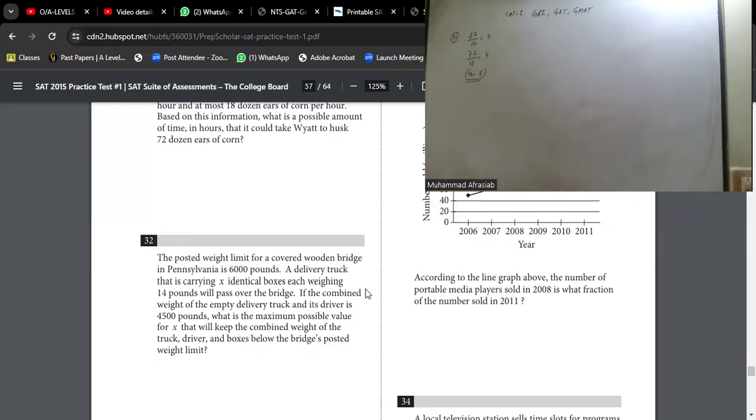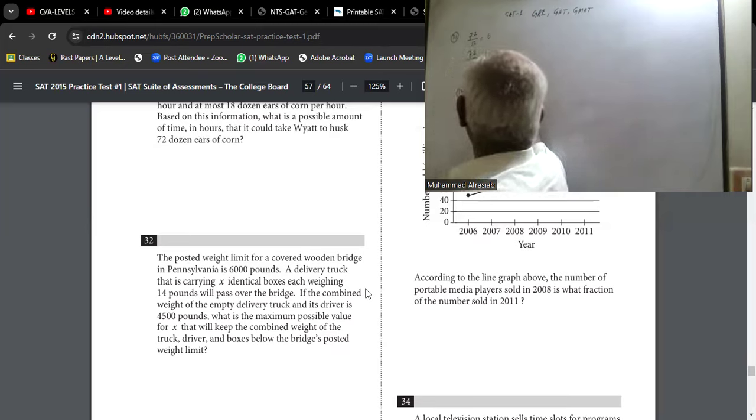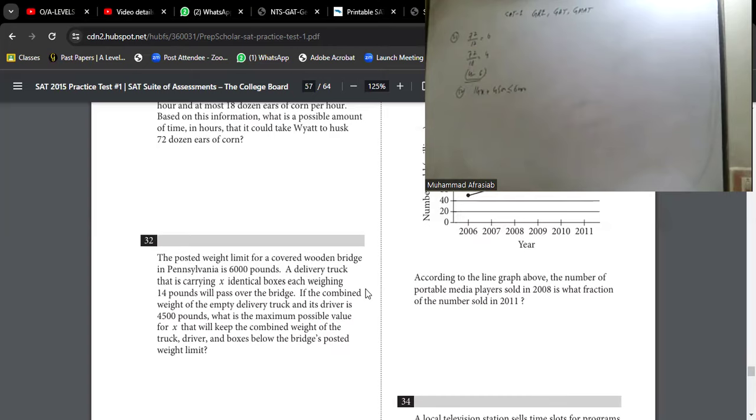So the total weight that can be carried there is 6,000, and they are carrying x boxes, and each box weighs 14. So 14x plus the weight of the truck and the driver, 4,500. So we can write this statement as 14x plus 4,500 is less than or equal to 6,000, because the maximum weight is 6,000.